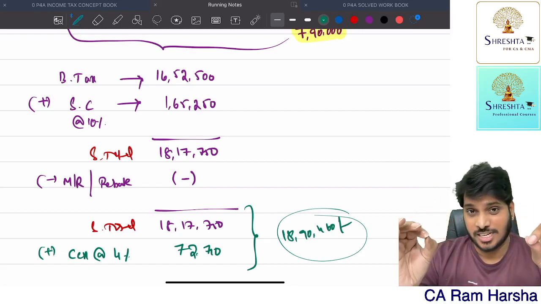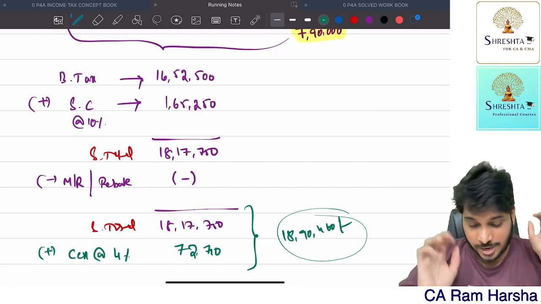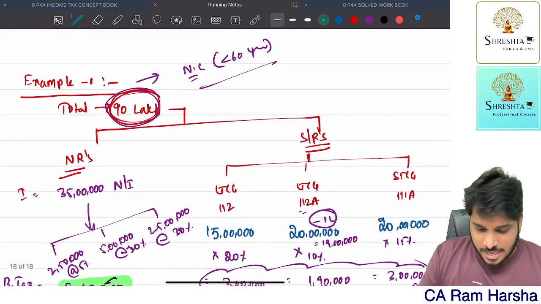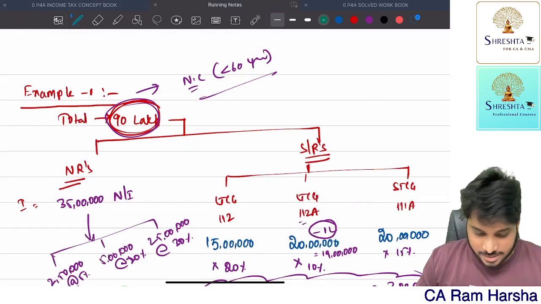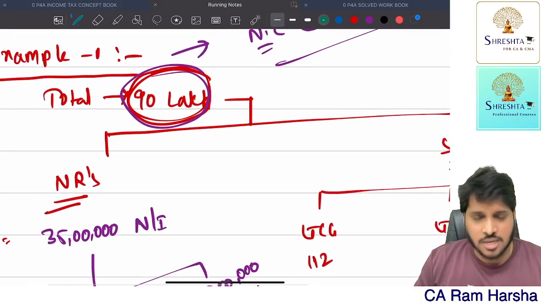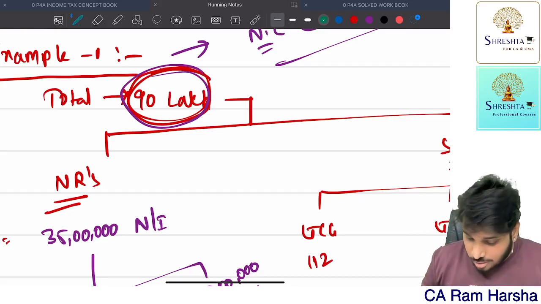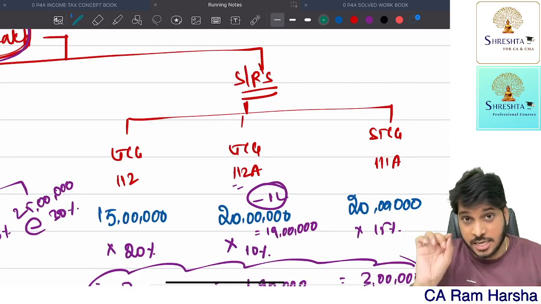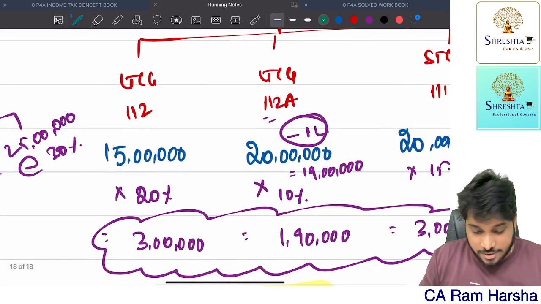If at all you did not understand, once again I'll tell you, because from the second example onwards, I will not repeat like this. So first, they have given an example. We have totaled it. What is the total income? 90 lakhs. Now what is this 90? For calculation of basic tax, we need to separate it. How much is taxable at special rates? Incomes that are taxable at special rates. So how much is long-term capital gain? 15 lakhs is the income.